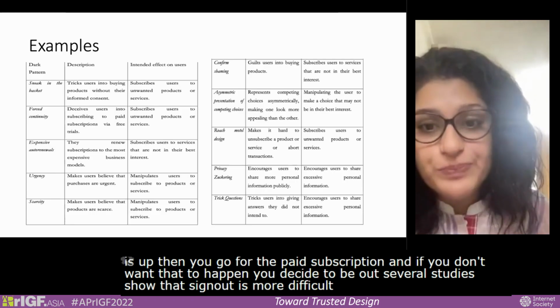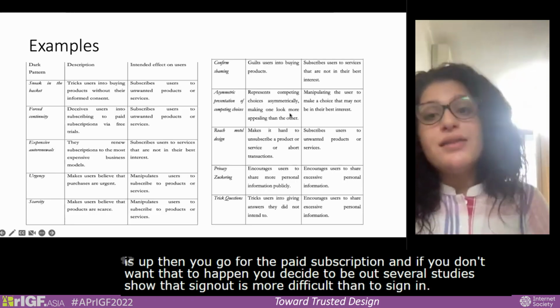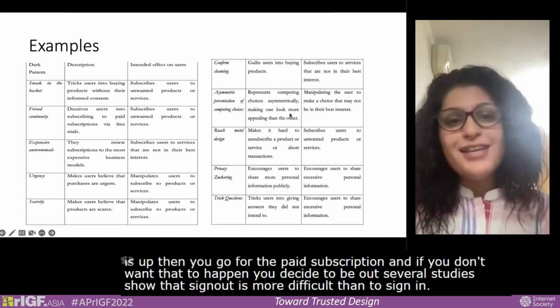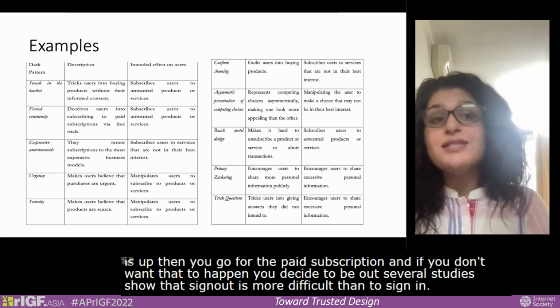Sorry, you have another 2 minutes left. Sure, 2 more minutes. Inertia. Got it. There's more inertia associated with the sign out.